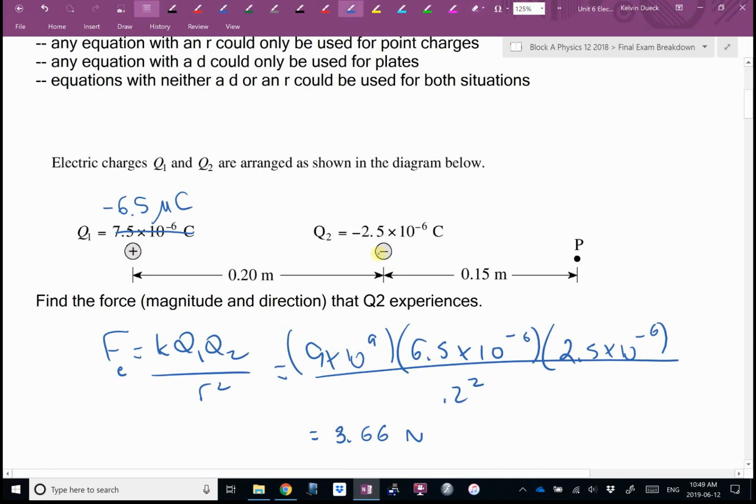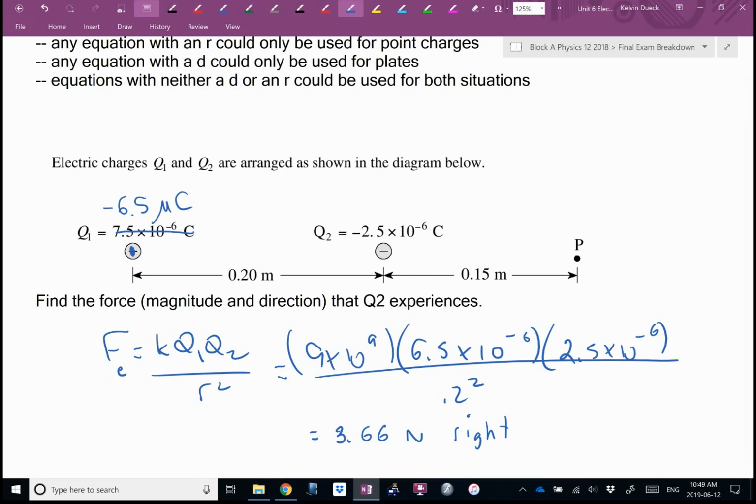To the left? It will experience a force that way? By the way, I made this negative. So, to the right. That's not your fault. It's because I forgot to change the diagram. So it's going to be repelled. It would feel a force to the right. How do we figure that out? Like charges repel, unlike charges attract.